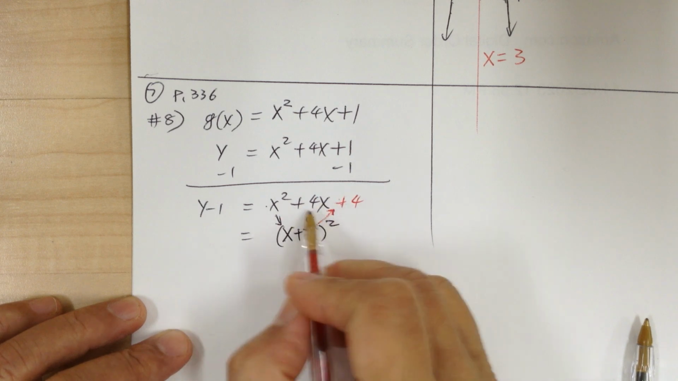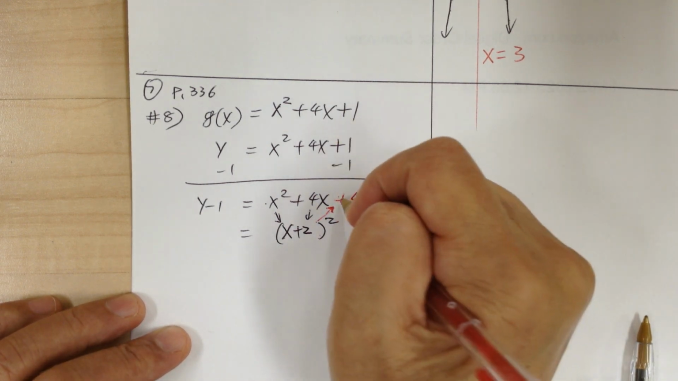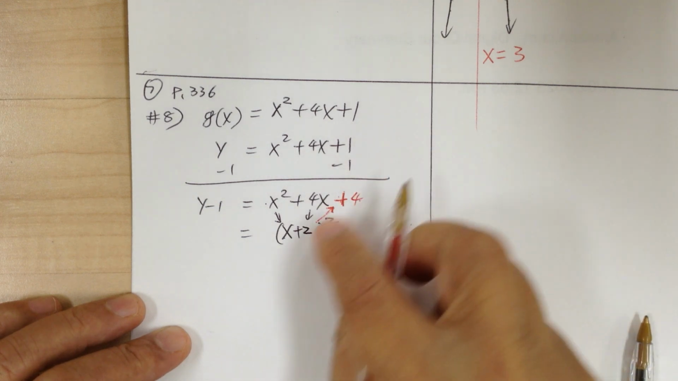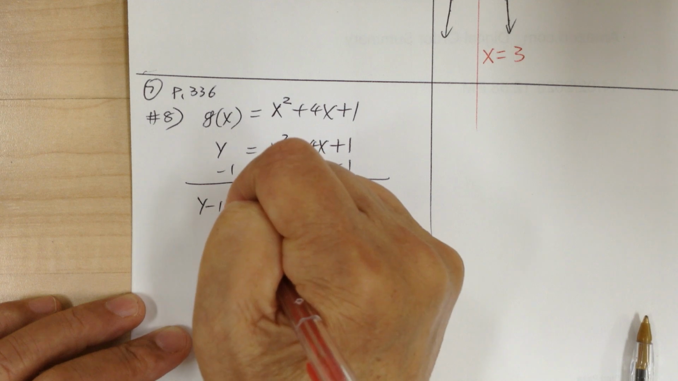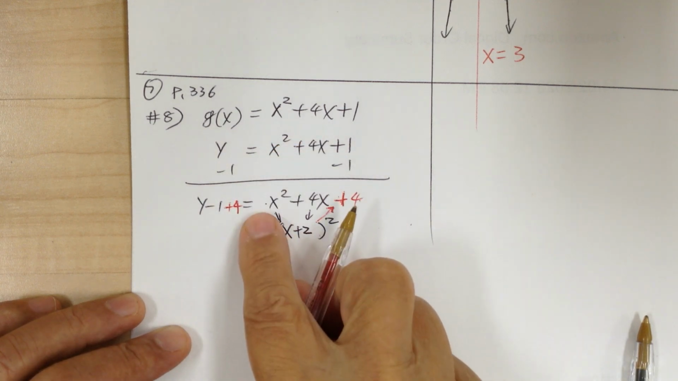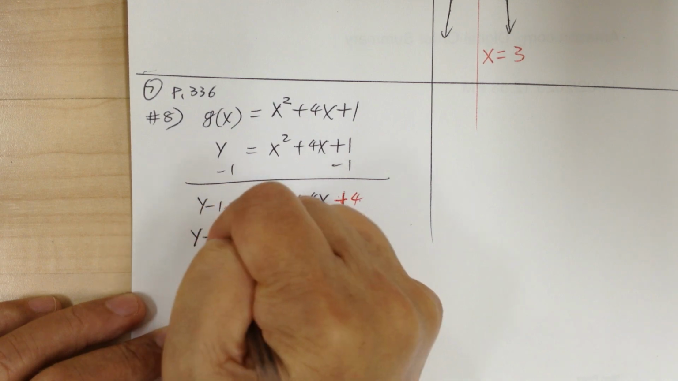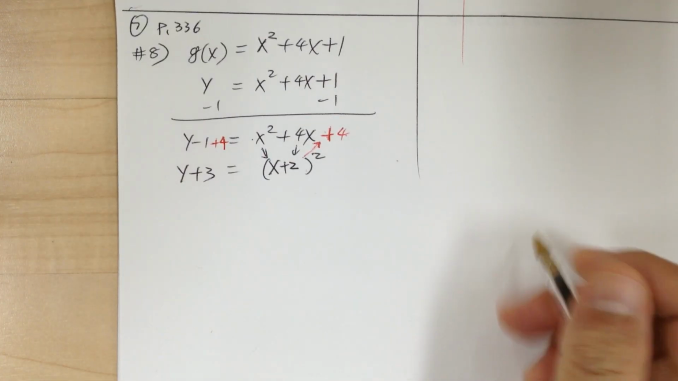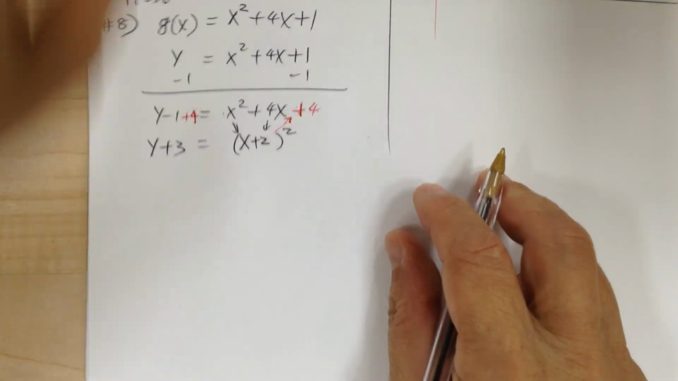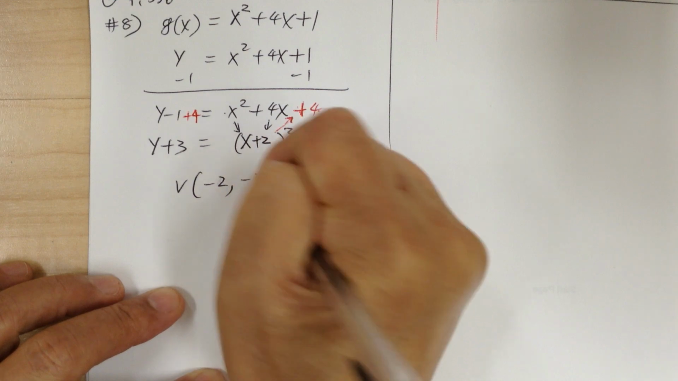So this will give you a perfect square, so you need to know how to get perfect square. Now because you plus 4 on this side, to make a perfect square, you need to plus 4 on this side. That's what equal means. You have to do same on both sides. So this becomes y plus 3. And so now to graph, you're just going to do same as that. So your vertex is going to be -2, comma, -3.